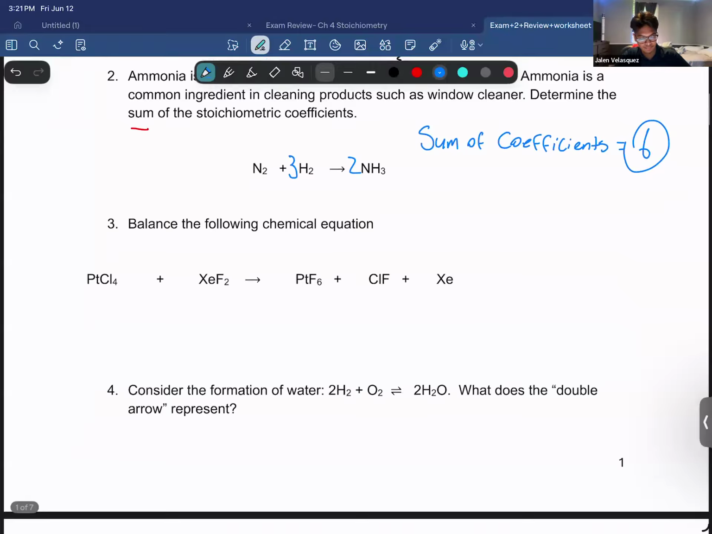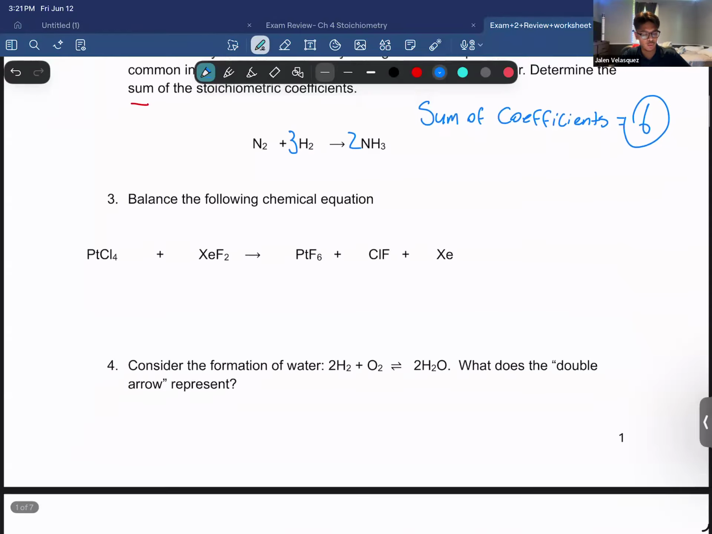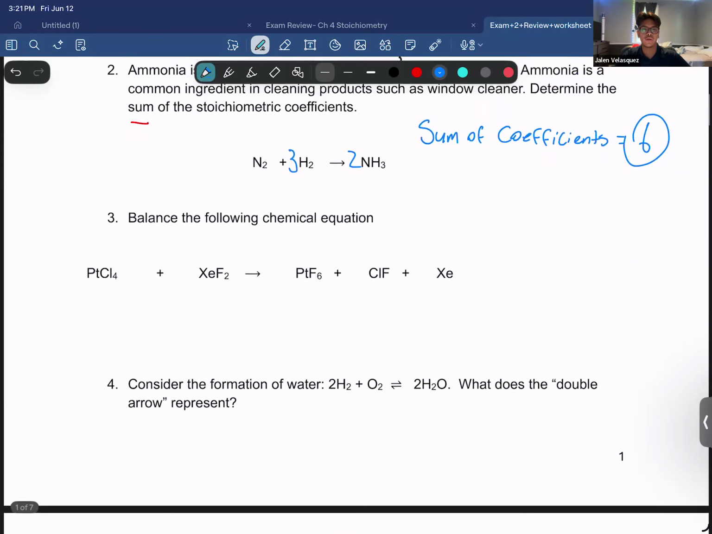I'll give you a minute or two to work through number three. Balance this chemical equation, and then we'll go over it in a couple of moments.